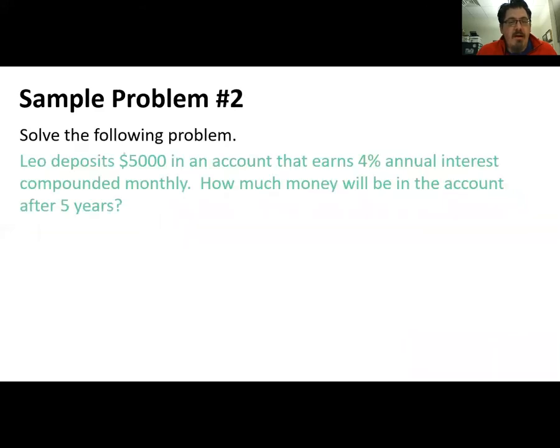All right, let's jump to a second example. So this time, Leo is making a deposit, $5,000, into an account that earns 4% annual interest. This time, though, we are compounding the interest monthly. All right, so we want to figure out how much money will be in the account after 5 years.